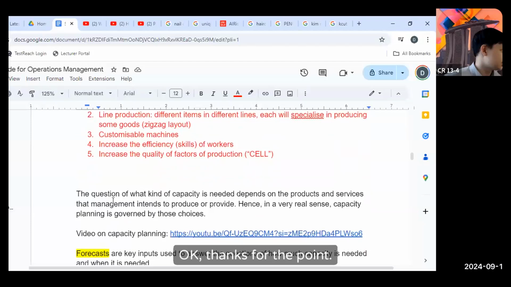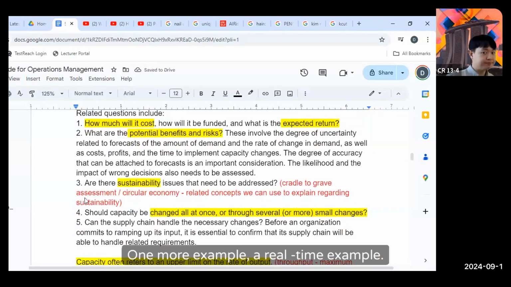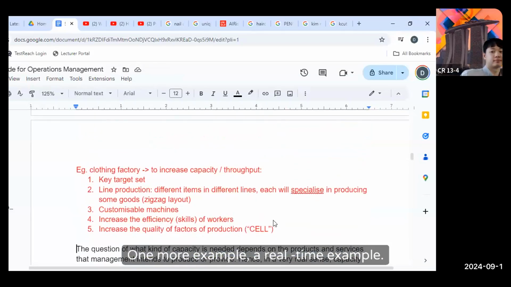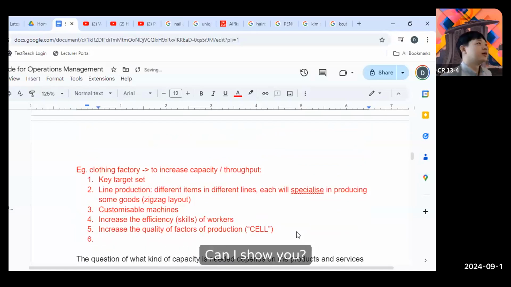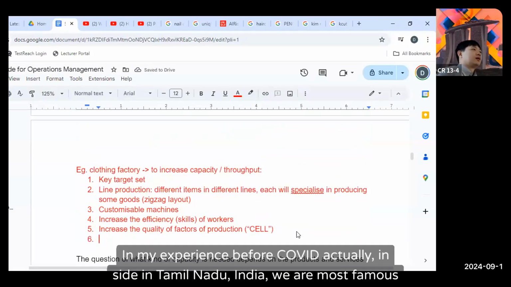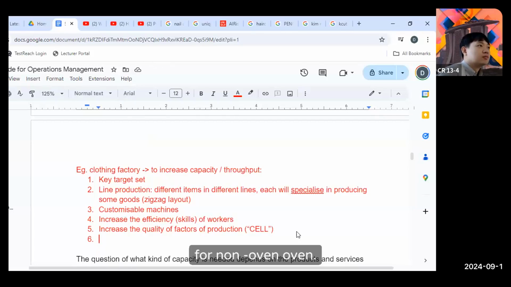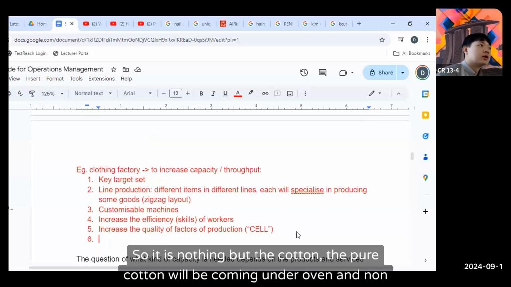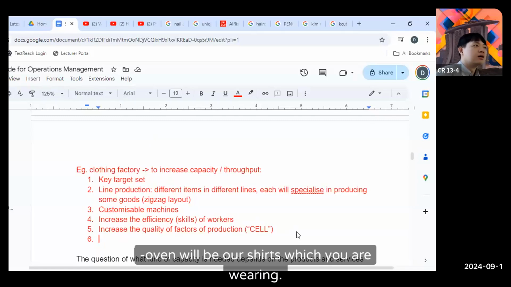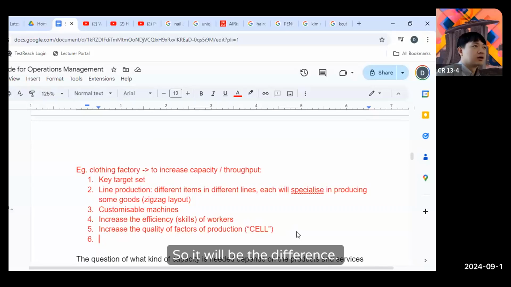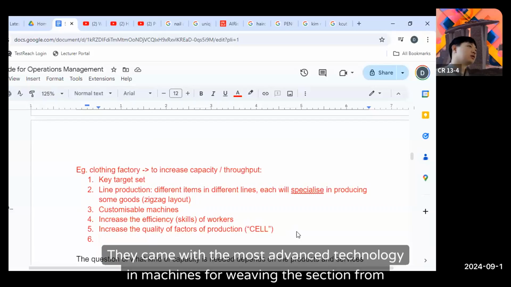Thanks for the pointer. One more real-time example, can I share? In my experience, before COVID, in our side in Tamil Nadu, India, we are most famous for non-woven and woven clothing. The pure cotton comes under woven, and non-woven is like the shirts you are wearing. That is the difference. They came with the most advanced technology in machines for weaving.